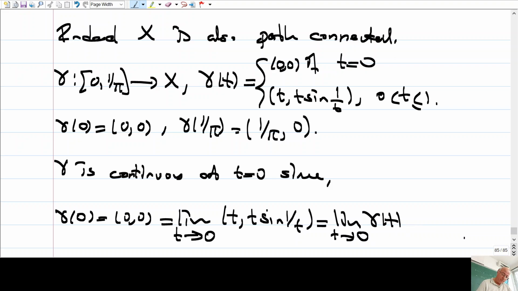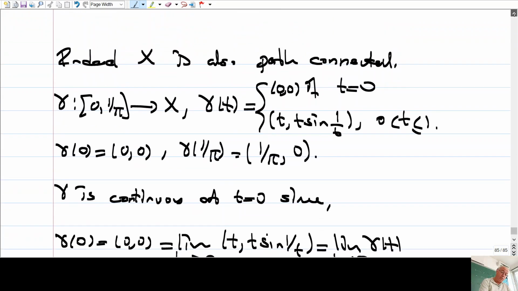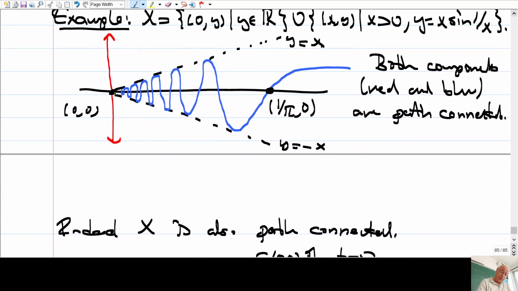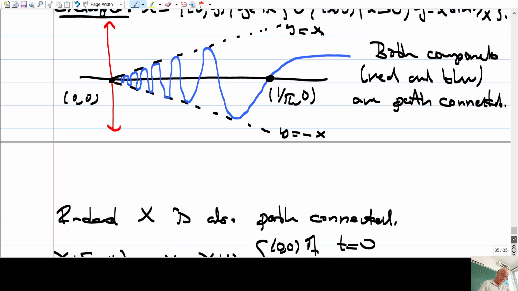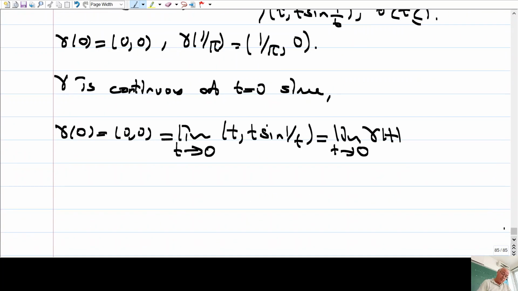right? It's equal to this limit. As t goes to 0, this expression has a limit. Therefore, I have a continuous path joining the origin to this point. It is the blue path. Okay. This space is path connected.